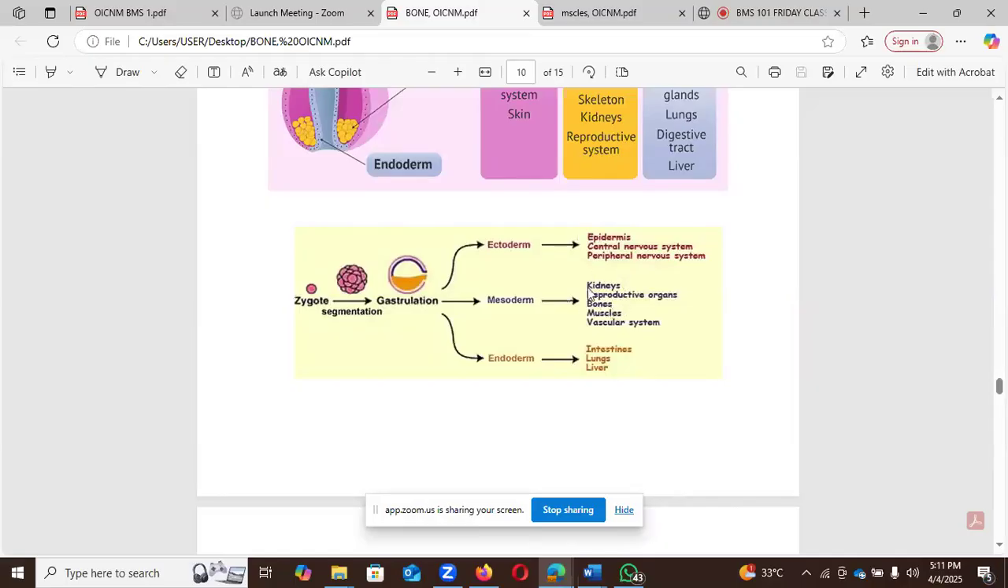These are the parts of our body and where they are derived from. So you can see the central nervous system and the peripheral nervous system are derived from ectoderm. Kidney, reproductive organ, bone, muscle, the blood cells, and the blood vessels are from mesoderm.